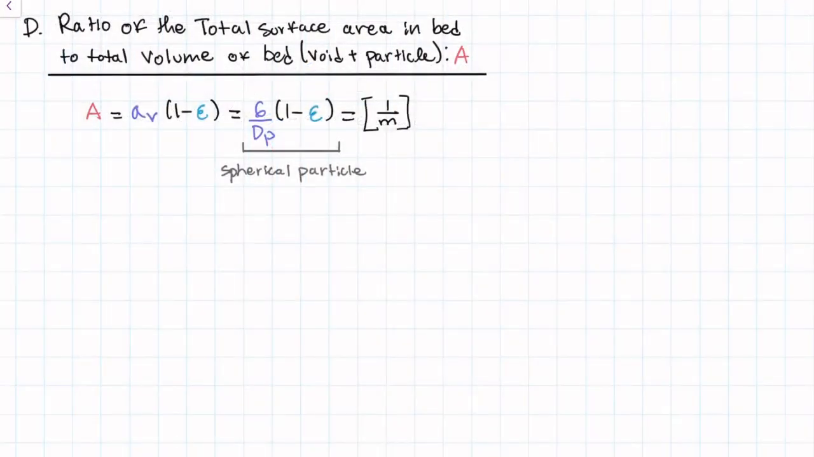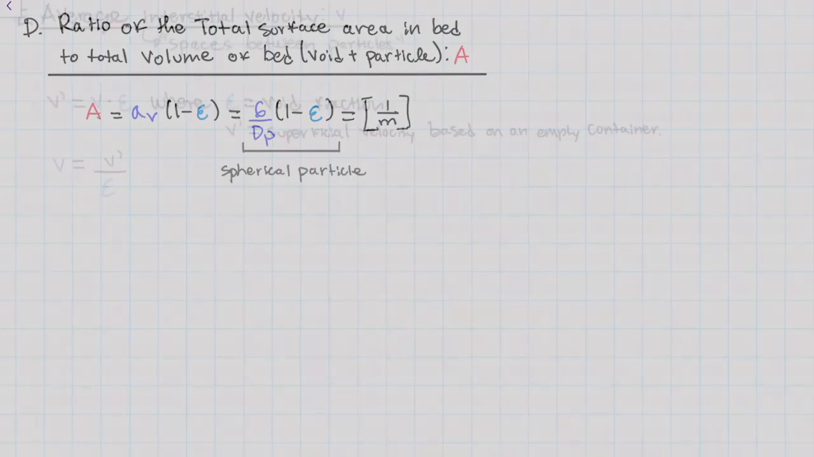We can now define the ratio of the total surface area in a bed to the total volume of a bed as the specific surface times the volume fraction of particles, or 1 minus the void fraction. Here I've already shown the spherical particle ratio of the total surface area to total volume.